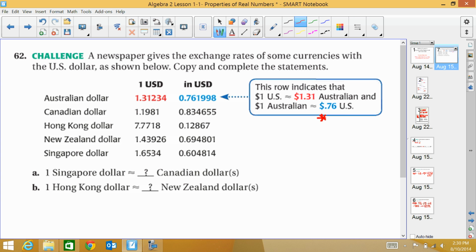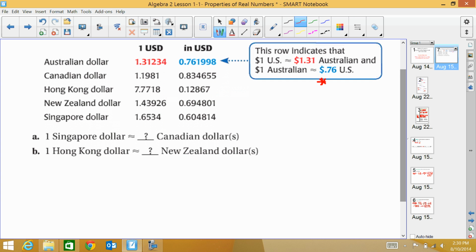1 Singapore dollar is approximately how many Canadian dollars? Well, I don't know that conversion, but I know how to get from Singapore dollars to US dollars. So we could do that. So we're going to start with the first part, part A, and we're going to write down what we have.